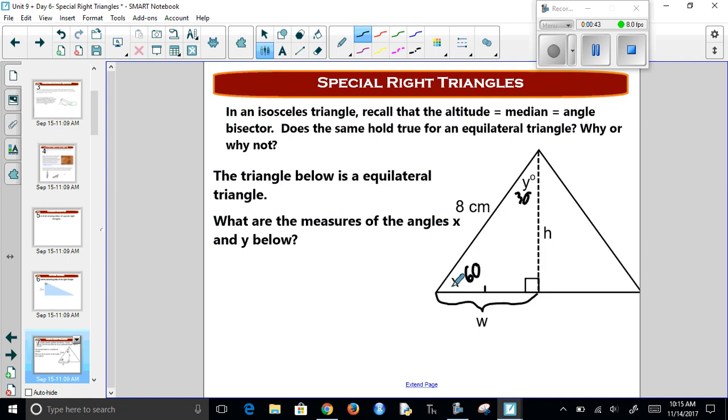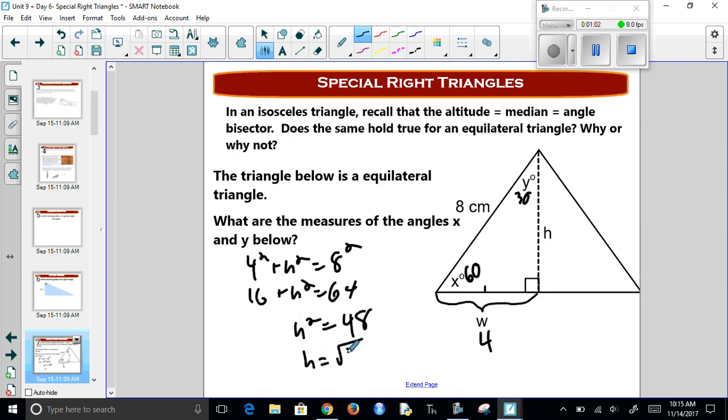Now, if we want to find w, since it's half of this whole side, we know this is 4. Now to find h, we can do 4 squared plus h squared is equal to 8 squared, and solve for our height. This is root 16, root 3, and so it's going to be 4 root 3 for our height. So if our height is 4 root 3, we have everything we need. Great.